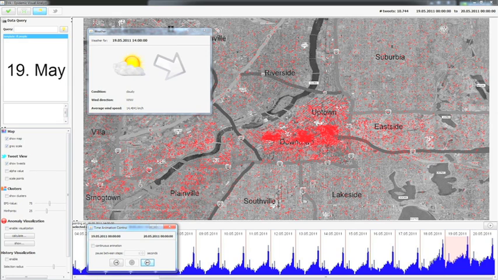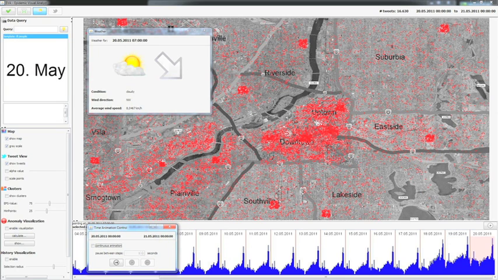Taking a closer look at the wind direction for the last couple of days, we can see that there was a west wind blowing, slowly turning to a west-northwest direction, which is also reflected in the dense areas of the sick people around downtown.